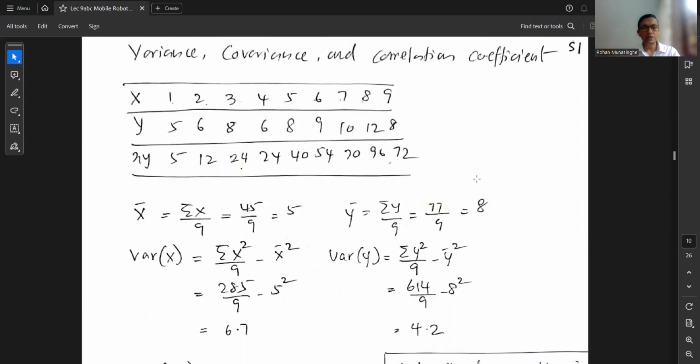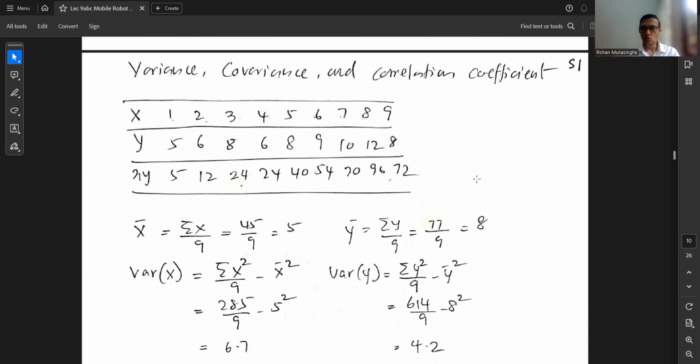And here I have a small numerical example for you to understand what standard deviation, variance, mean, covariance, and also correlation coefficient are. These things are actually coming in our way. If you do not understand them, you will have problems understanding the theory I'm going to present to you today.